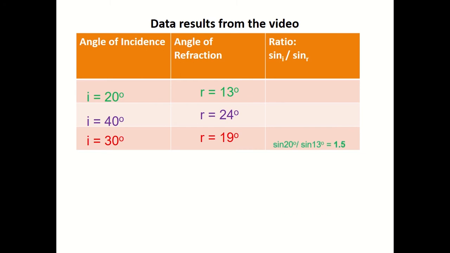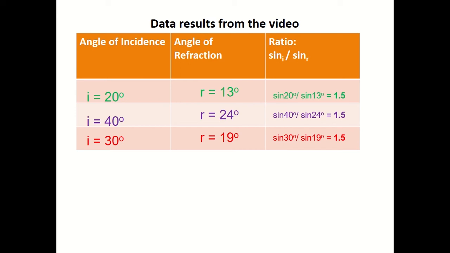So on the first one, if we take the sine of 20 and divide that by the sine of 13, we come up with the number 1.5. If we do the same thing for the purple beam, the sine of 40 divided by the sine of 24, we come up with another number, 1.5, which is actually the same. And then if we take a look at the last one, the sine of 30 divided by the sine of 19, it also comes out to be 1.5.